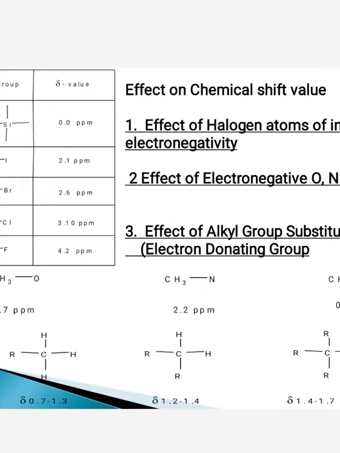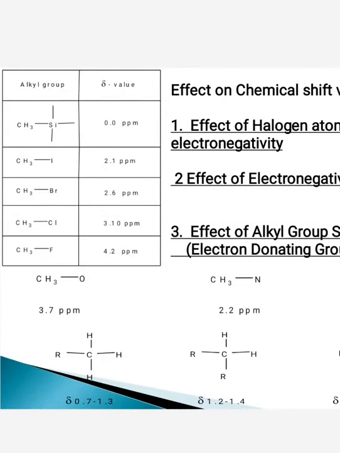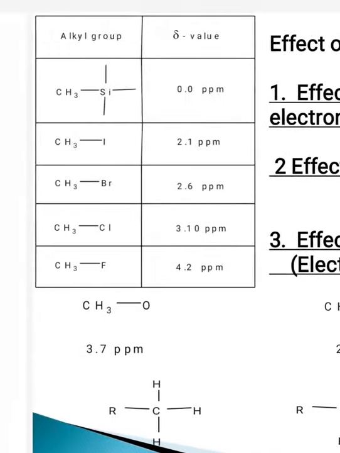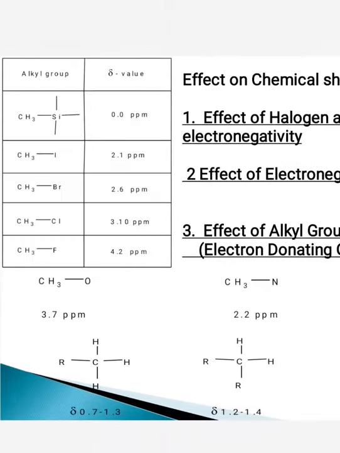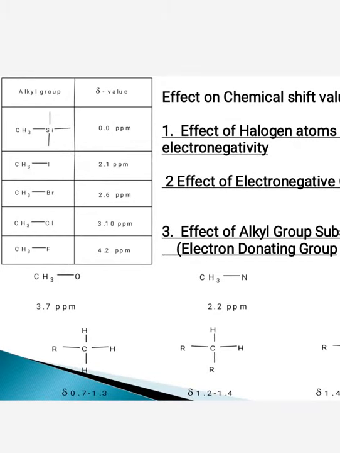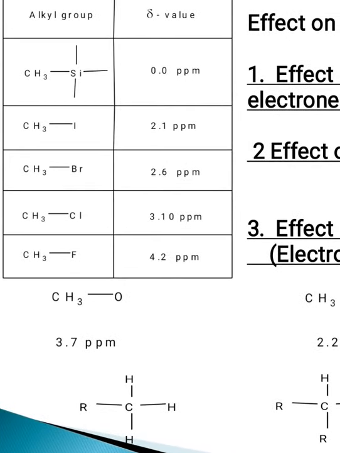Now see, the effect on chemical shift with electronegativity. As electronegativity increases, the chemical shift value increases. See the chemical shift value for methyl iodide, it is 2.1 ppm, while that for methyl fluoride, the chemical shift value is 4.2 ppm. Means chemical shift value increases with increase in electronegativity. Now, when a set of protons is directly linked to an electronegative element like oxygen or nitrogen, its chemical shift value also increases with increase in electronegativity.